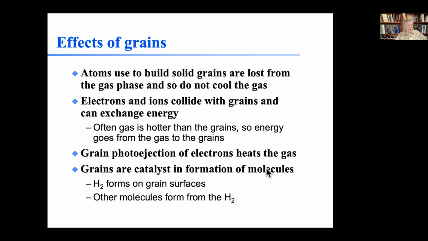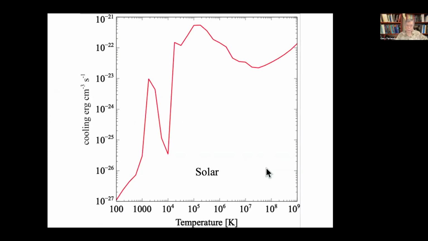And lastly, we're going to find a very, very rich chemistry in this case. The grains help H2 form, as by far the most efficient H2 formation process is catalysis on grain surfaces. And once the H2 starts to form, all the other molecules form by direct or indirect reactions with the H2. So it's going to be many more molecules.